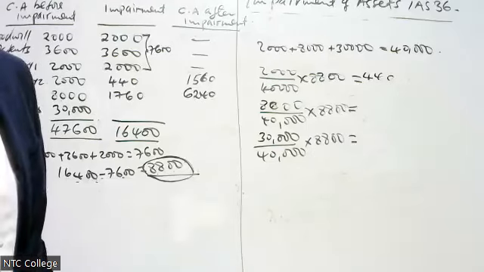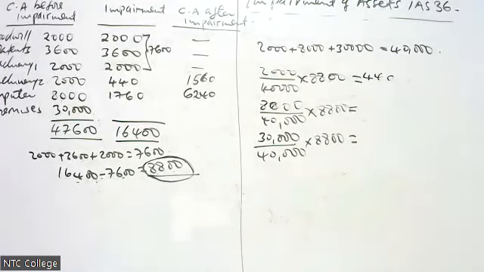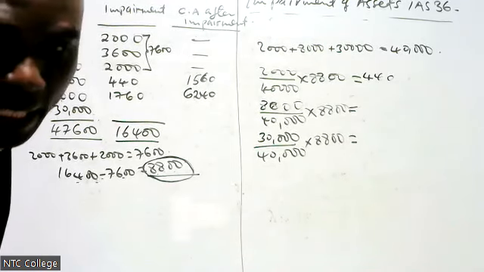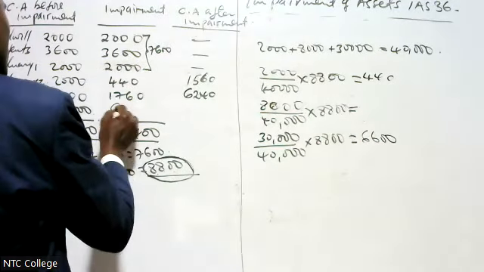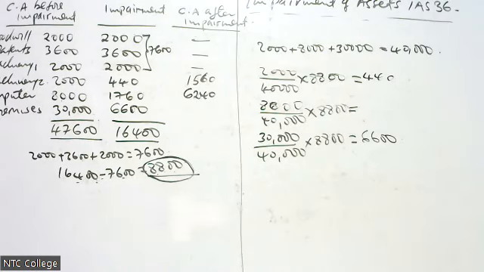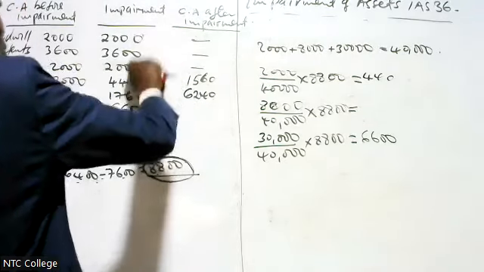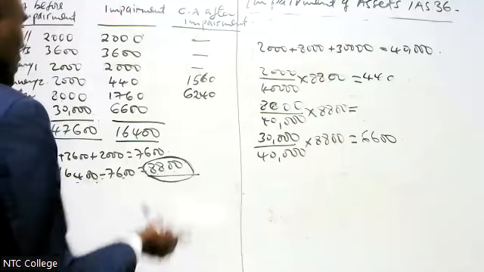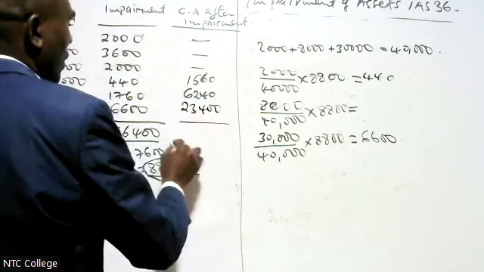How much do we get? 30,000 over 40 times 88. 6,600. Thereby, I put here 6,600. Then 30,000 minus 6,600, I believe it comes to 23,400. Is it 23,400? 23,400, if I'm not wrong.